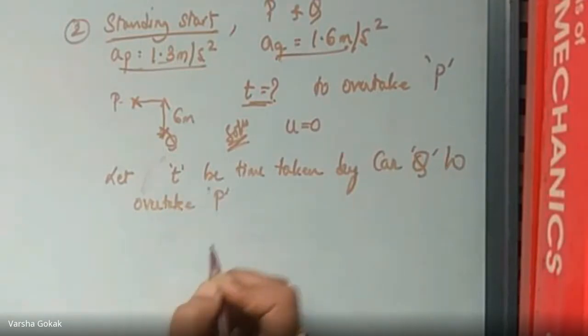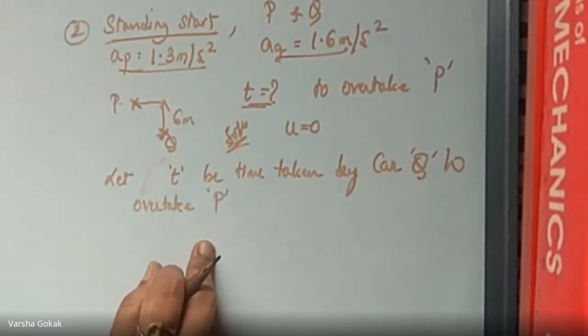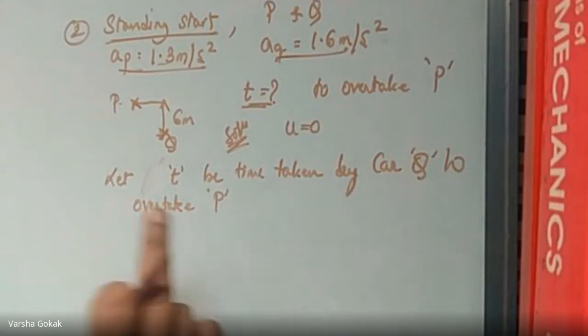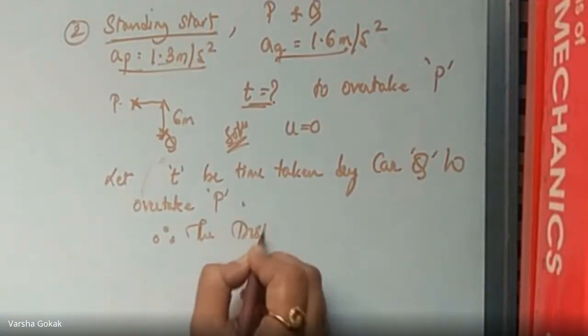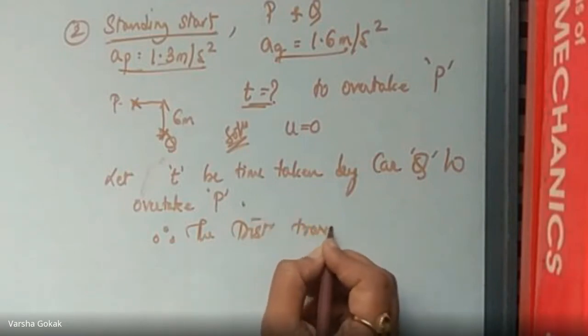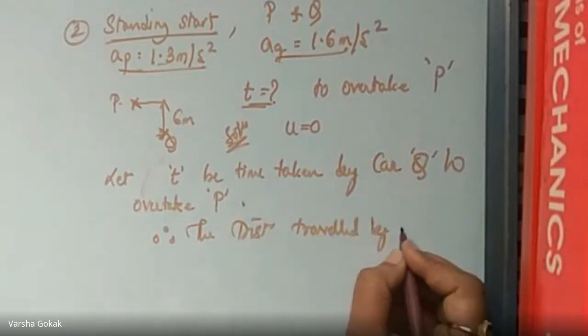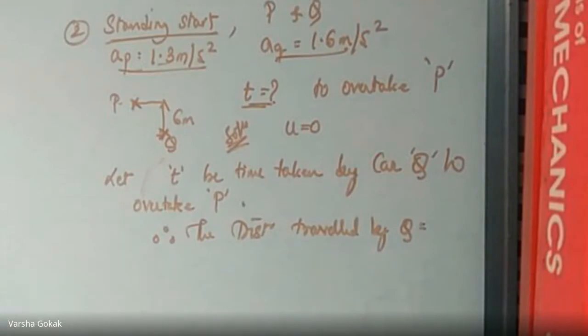We start with this. Okay. To overtake P, now the distance traveled by Q would be how much? Therefore, the distance traveled by Q is how much? Any guesses?